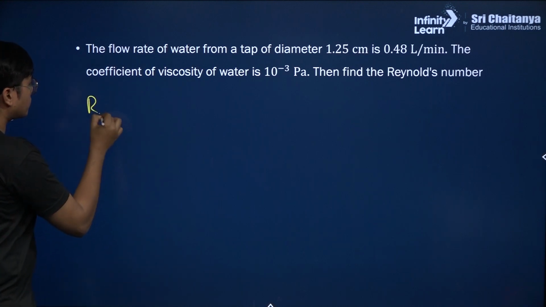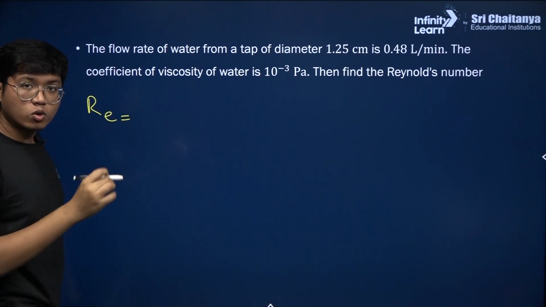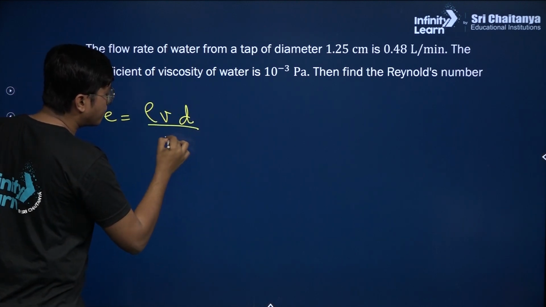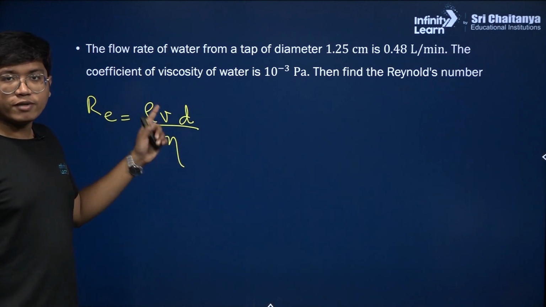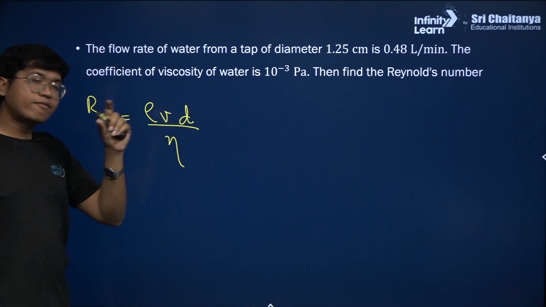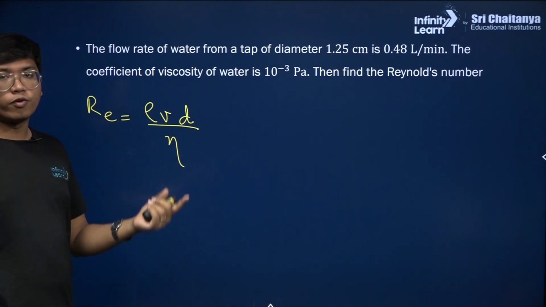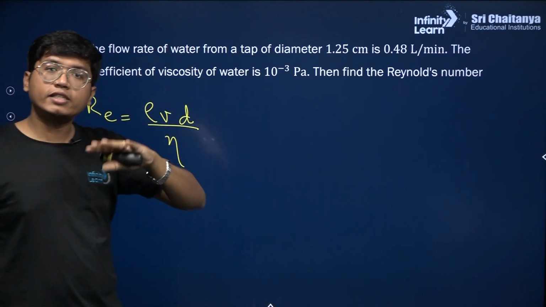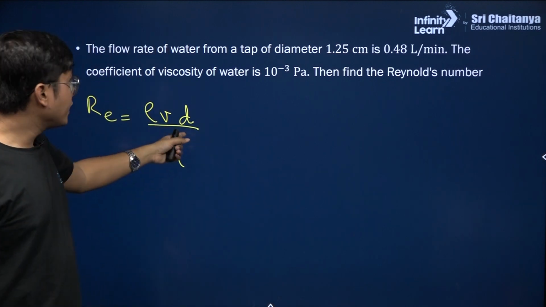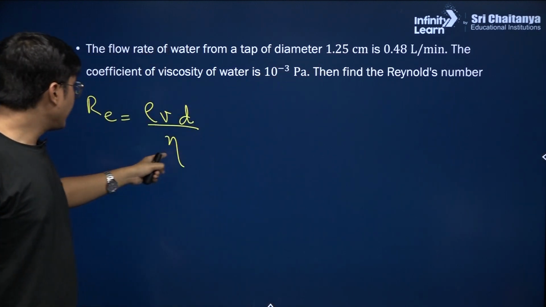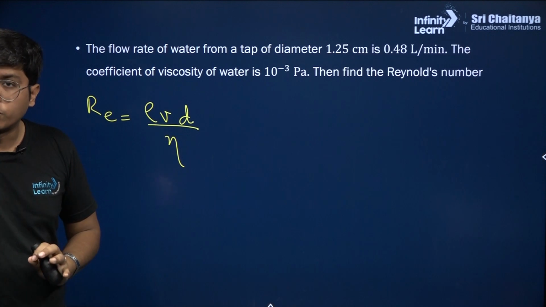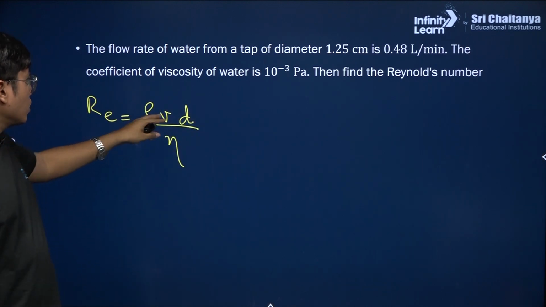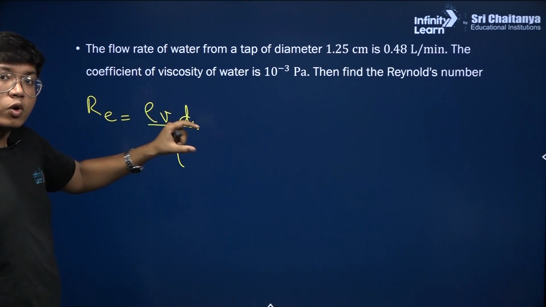The Reynolds number Re we know is equal to rho Vd divided by eta. Rho is the density of the fluid, V is the speed of the fluid, d refers to the diameter of the pipe, and eta is the coefficient of viscosity. Now rho we know, it's said that it's water, so rho is 1000 kg per meter cube. d is the diameter provided to us, eta the coefficient of viscosity is also given to us. Now from here on out we can actually figure out what this V is, because that is what we need.